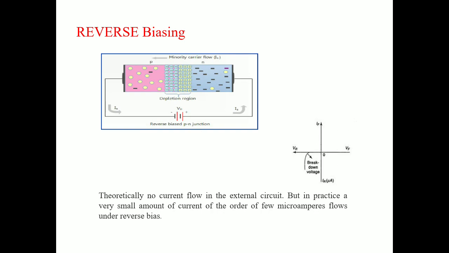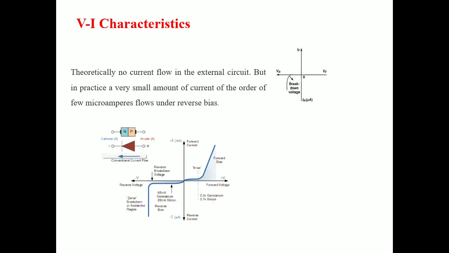Theoretically, no current flows in the external circuit, but in practice a very small current of the order of a few microamps flows under the reverse bias condition. So this is the overall VI characteristics of your PN junction diode.